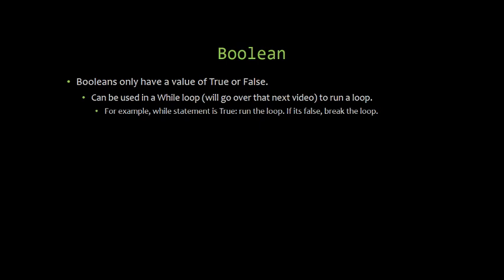So, Booleans. Now, the fun fact about Booleans is they only have one value, either true or false. It can never be both. I've discovered that. But the most common time that a Boolean is used is in the use of a while loop. And I'll go over that near the end of the video. But basically, it states, while this statement is true, run the loop. If it's false, break it and move on to the next code.